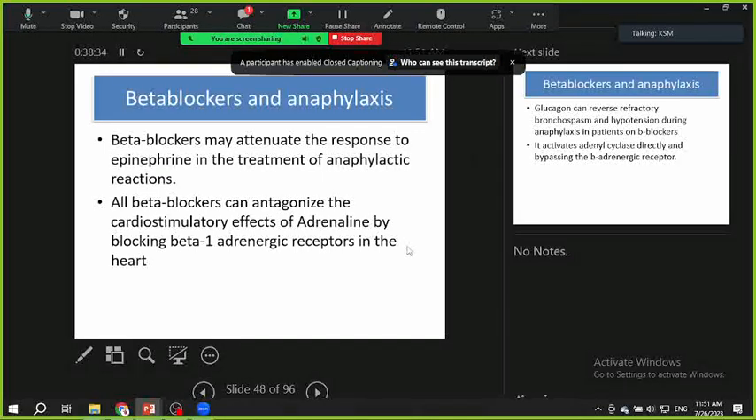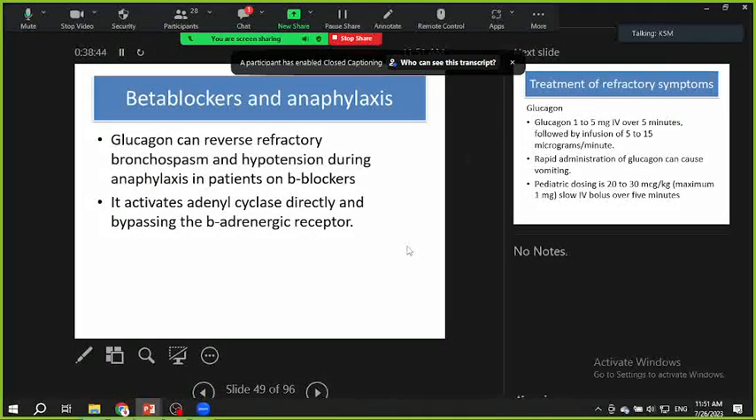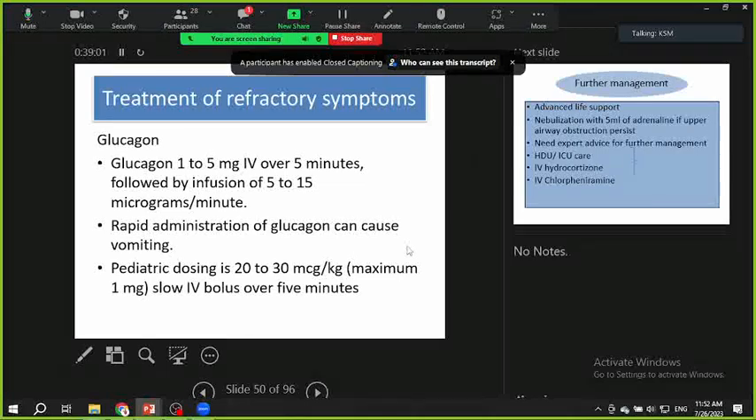So we have to use another medication. If your patient is not responding to 1 or 2 IM adrenaline doses and the infusion, take the history of whether the patient is on beta blockers. If the patient is on beta blockers, you have to reverse it with glucagon, because it reduces the bronchospasm and increases the cardiac inotropic activity, which might be helpful in the management setting. How do you give glucagon? Glucagon 1 to 5 milligrams IV over 5 minutes, followed by an infusion of 5 to 15 micrograms per minute, according to the weight. That is how we give glucagon.